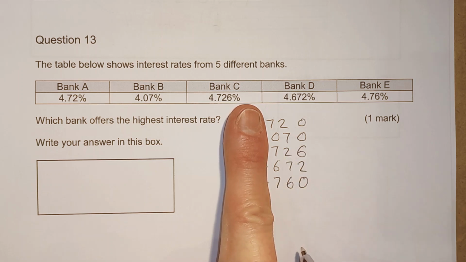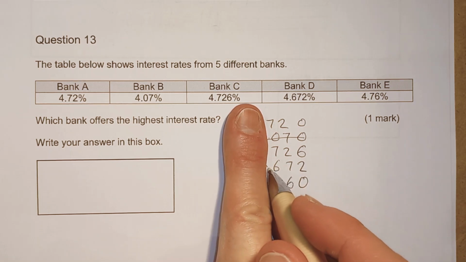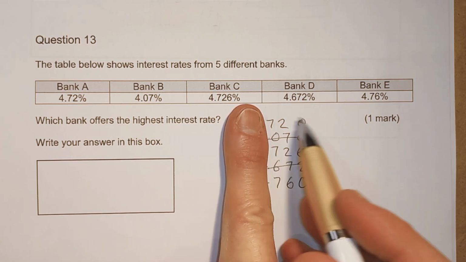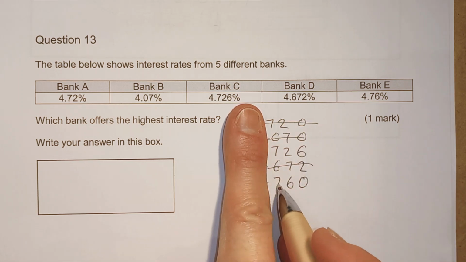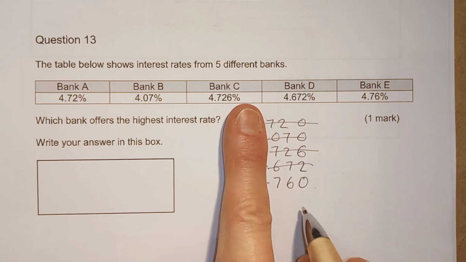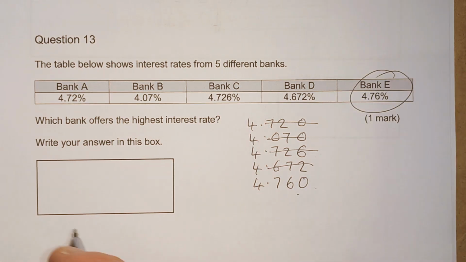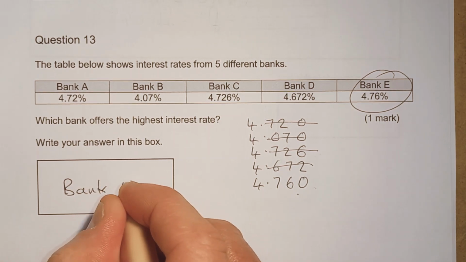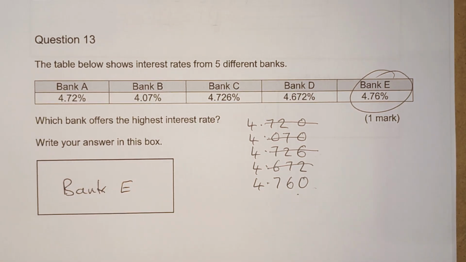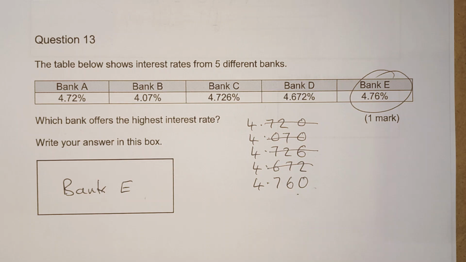Which is the biggest number of these? Well, it's not this one because it starts with a 0. It's not that because it starts with a 6. So 726 is bigger. 760 is even bigger than that. So it's going to be this one here, which is Bank E. And note, they're not saying what is the highest interest rate, they're saying which bank. So Bank E is the answer.